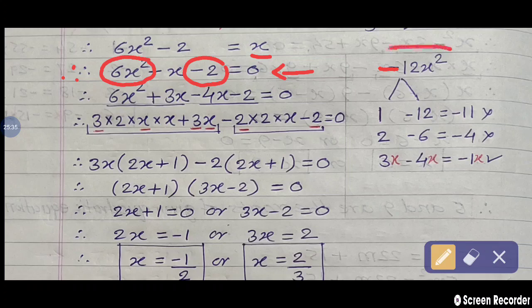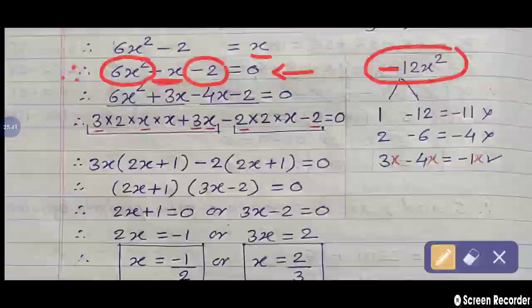So our product required here is minus 12x square. And what is the sum? What is the middle term here? Check. Minus x. So how many x are there? 1x. Clear? Minus 1x. Single x is there. So we require the sum minus x. Product is also minus and sum is also minus.